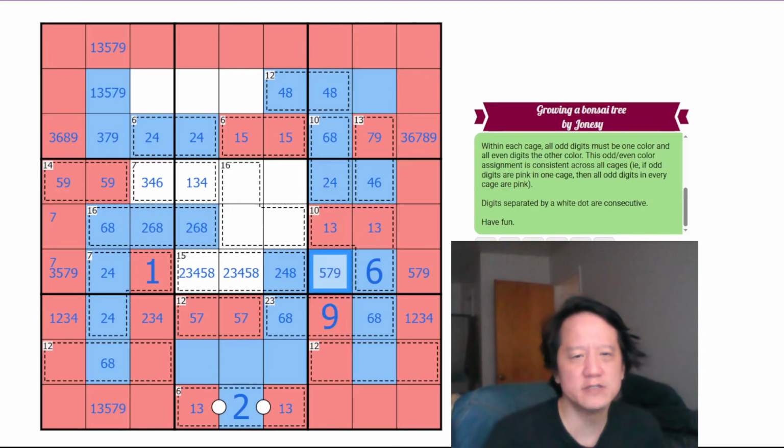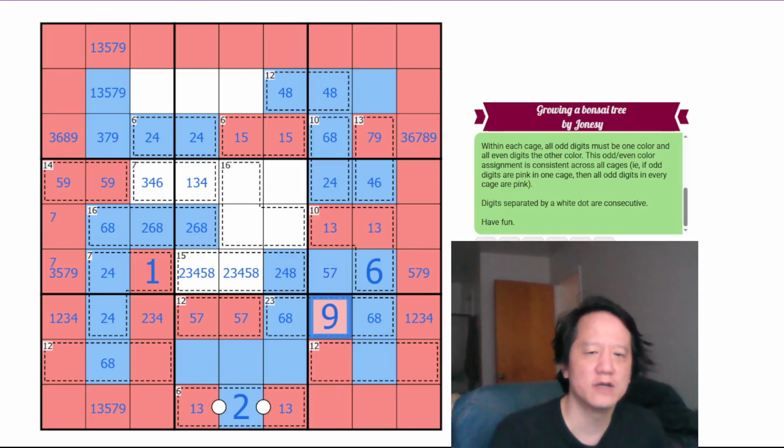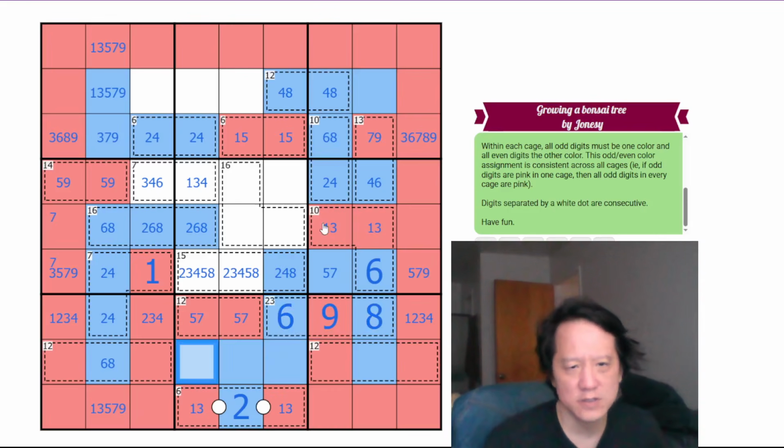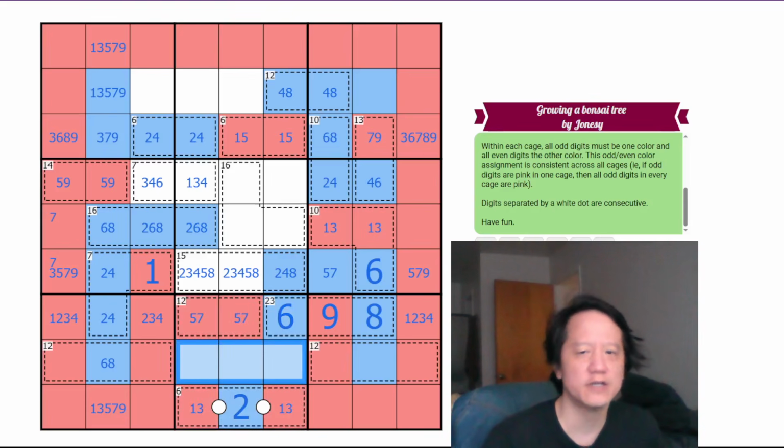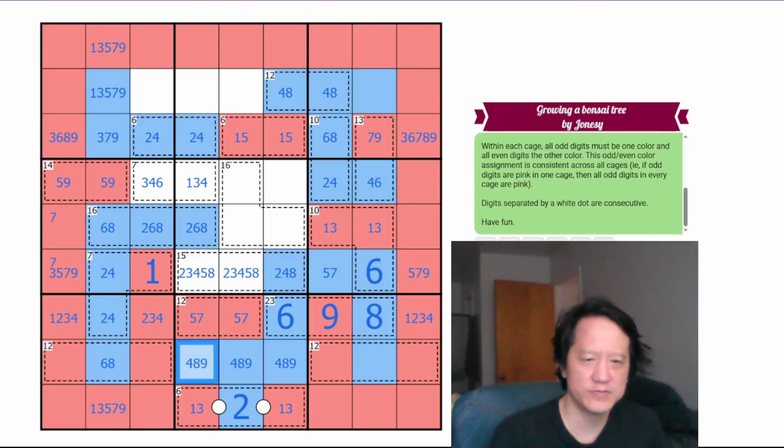So 9 eliminates 9 here because of 9 in the column. 6 eliminates 6 here, so this is 8, which makes this 6. Remaining digits in this lower central box are 4, 8, and 9. That eliminates 4, 8, 9 in the rest of the row, so no 8 here.